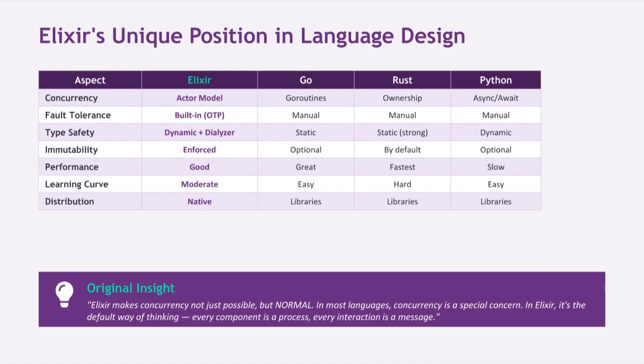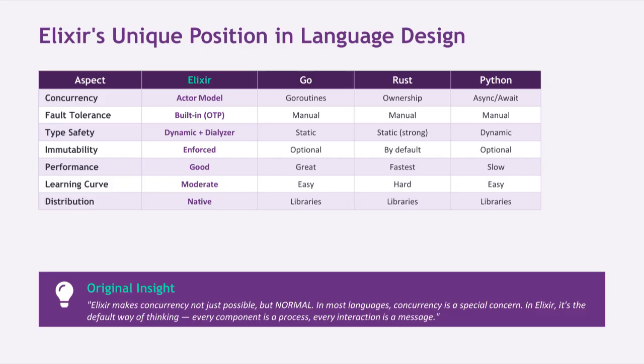Looking at the comparison table, Elixir occupies a genuinely unique position in the language landscape. Go has goroutines for concurrency, but fault tolerance is manual. Rust has strong safety guarantees through ownership, but distribution requires external libraries. Python is easy to learn, but the GIL limits true parallelism, and there's no built-in fault tolerance.